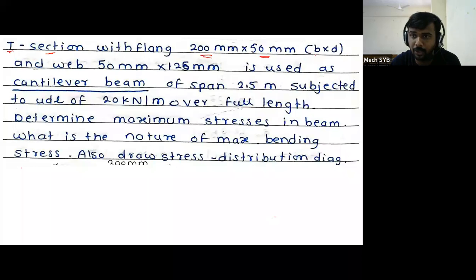Therefore they have given the dimensions of only one flange, that is 200 mm by 50 mm. 200 means your width and 50 mm means your depth. Okay, and web 50 mm by 125 mm, is used as a cantilever beam of span 2.5 meter. So the type of beam is mentioned. Which type of beam? Cantilever type of beam is there, and its length is total 2.5 meter and subjected to UDL of 20 kilonewton per meter over full length.